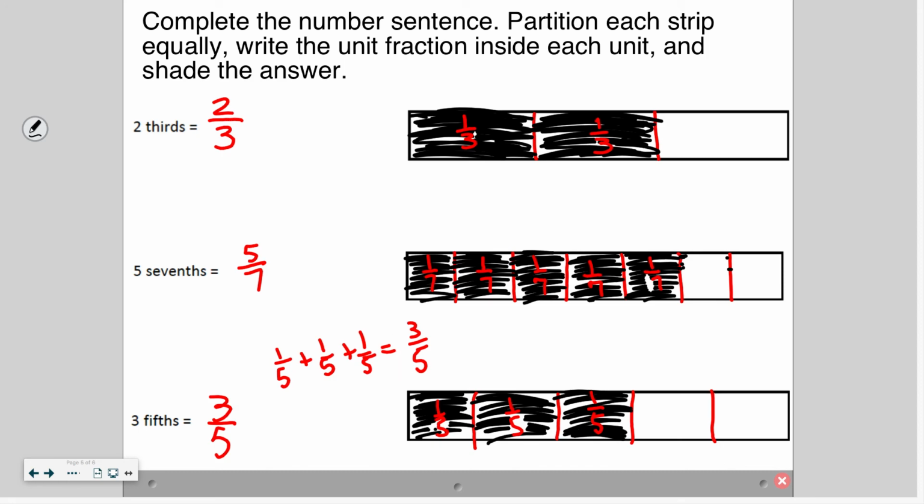You'll have a similar problem, actually the same exact problem, just different numbers, where you're going to have to write the fraction and shade in the parts, and make sure you partition them into equal parts, as equal as you possibly can.